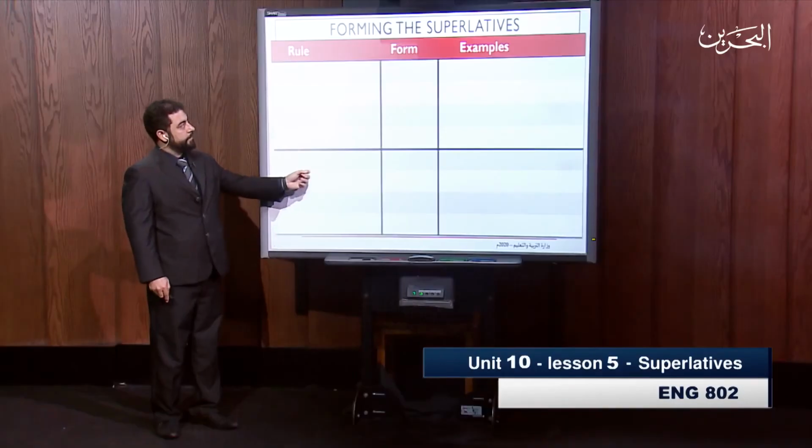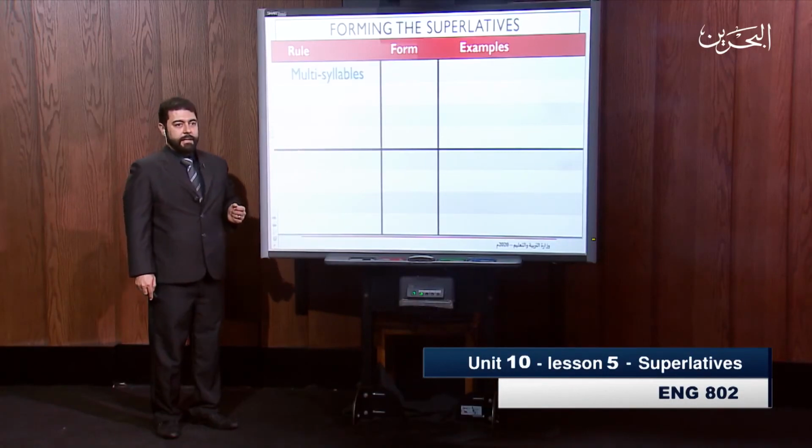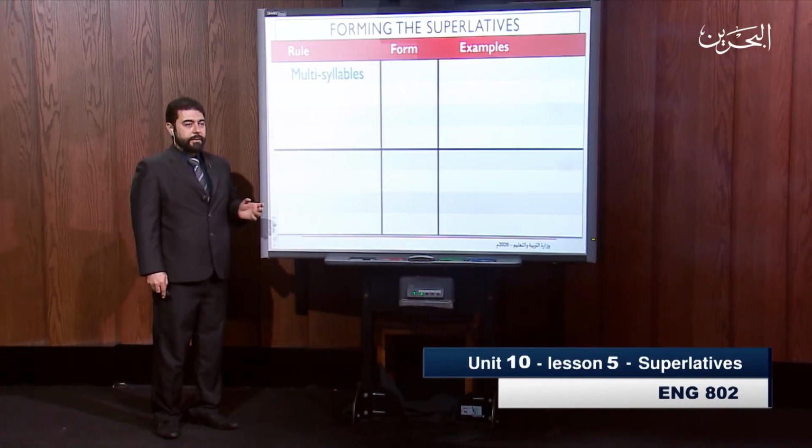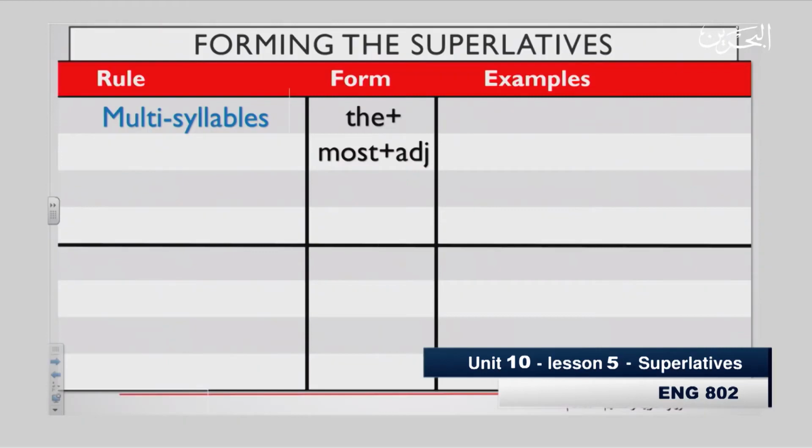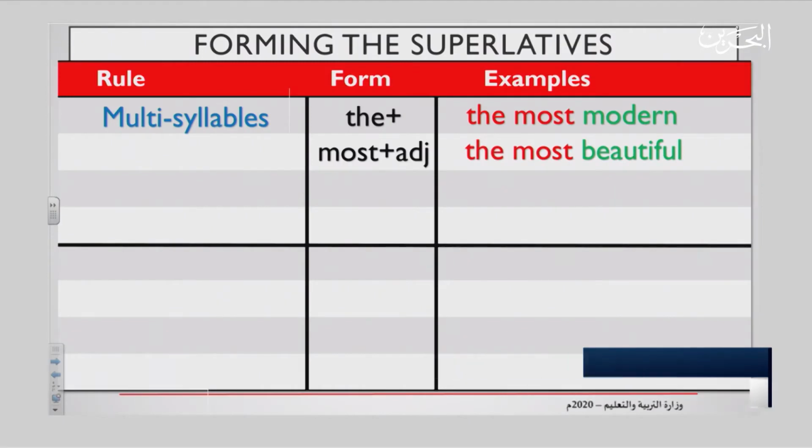All right, now we go to the fifth rule. Multi-syllables. There are syllables more than one. For example, the most adjective. So, for example, we have modern. It is a two-syllable adjective. You say the most modern. Then you have beautiful, a three-syllable adjective. You say the most beautiful.